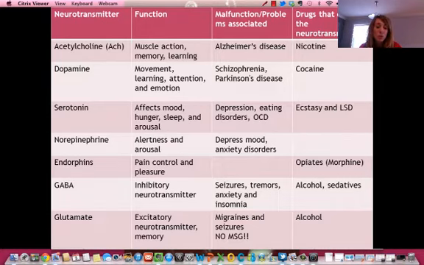GABA is an inhibitory transmitter. So if you don't have enough of this inhibitory transmitter, it can cause insomnia or seizures or tremors or all of these things.